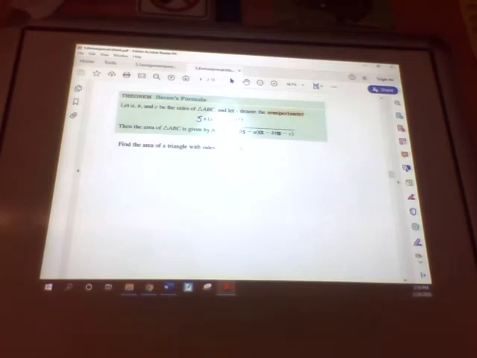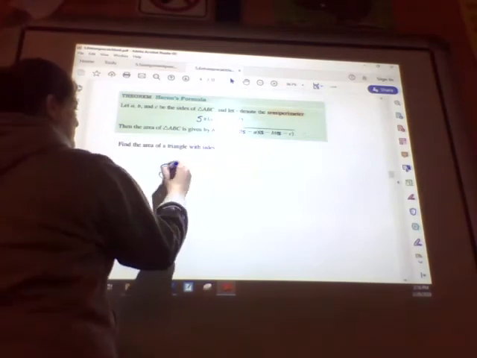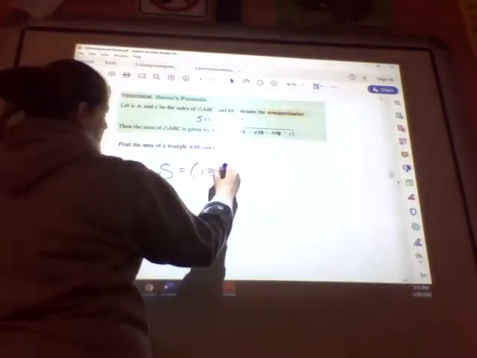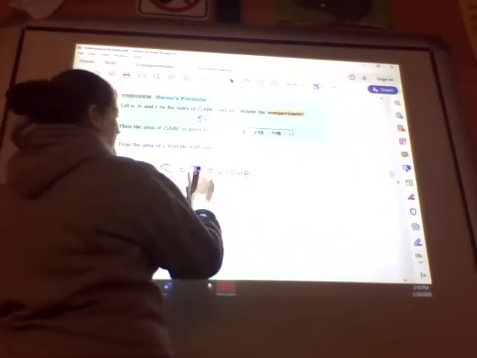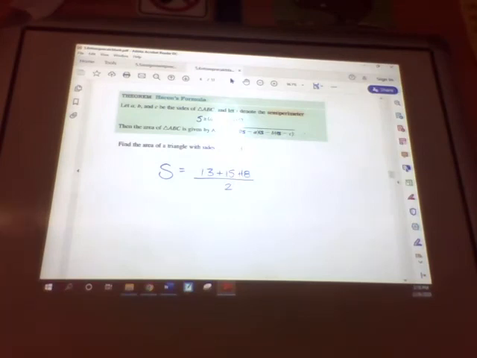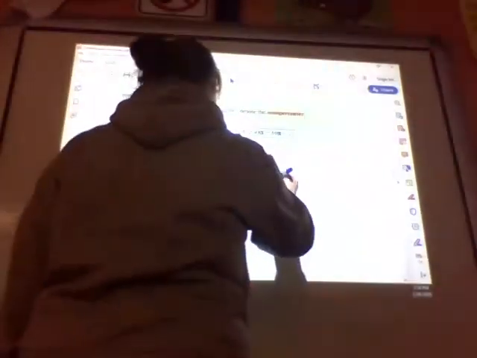So let's go ahead and try to use this. If I want to find the S value, which is the semi-perimeter, I would need to take 13 plus 15 plus 18, and then divide by 2. I'm just going to do it on the calculator. There it is: 23. The way I wrote my S in my notes makes it look like it says Law of Cosines.